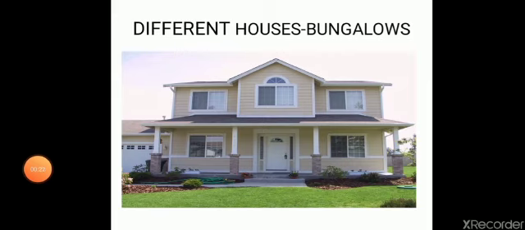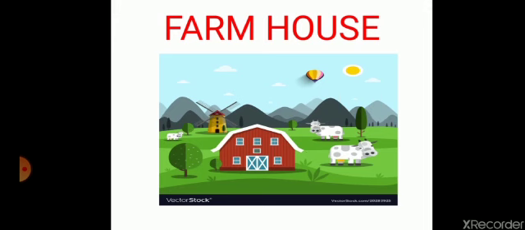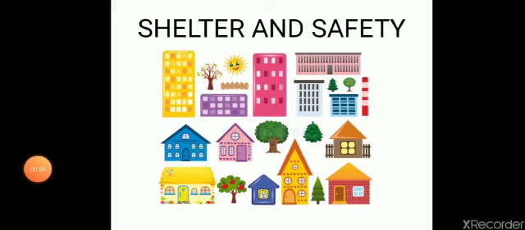There are different types of houses. Some live in bungalows, while others live in flats or apartments, farmhouses, etc. So we all live in different types of houses. The main purpose of a house is to provide us shelter and safety.